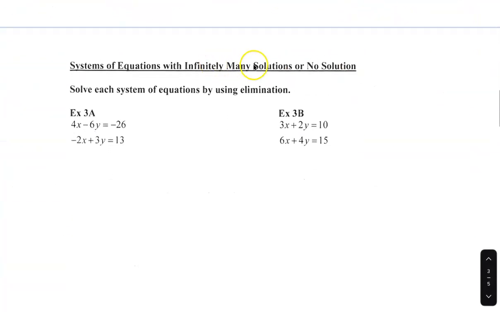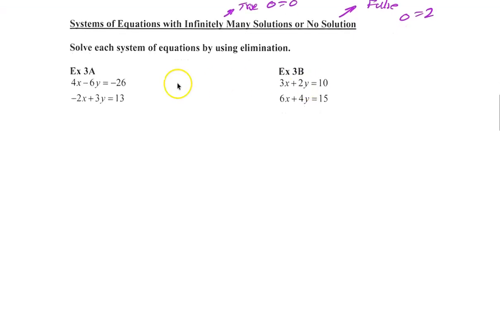How does infinitely many solutions or no solution work? Same thing as before, right? Infinitely many is if you have a true statement, so something like 0 = 0, then it's infinitely many. If you get a false statement, something like 0 = 2, then it's no solution. So let's do one of these. Okay, let's do this one.